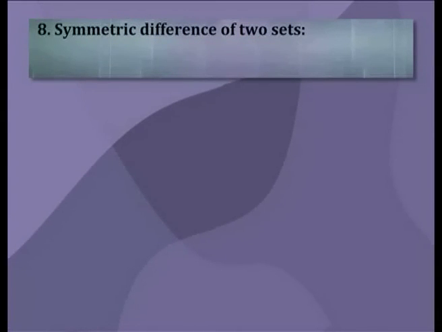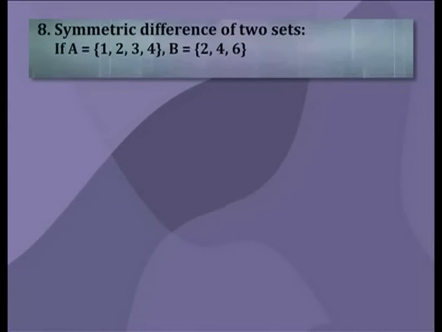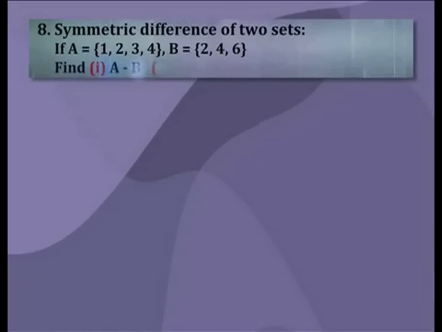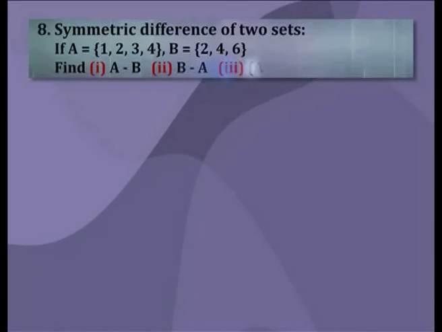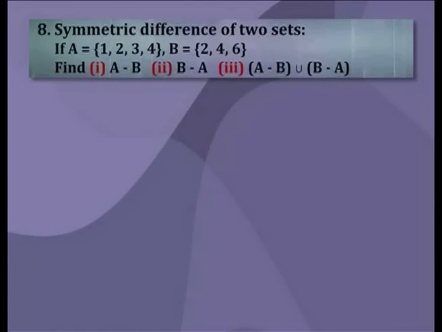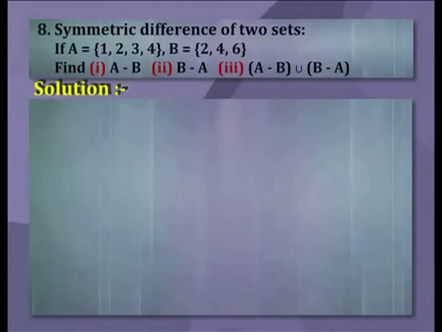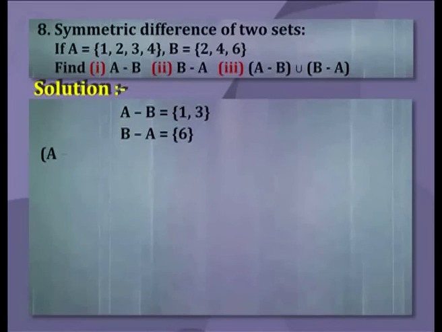Eighth. Symmetric difference of two sets. If A is equal to the set of {1, 2, 3, 4} and B is equal to the set of {2, 4, 6}, find 1. A minus B, 2. B minus A, 3. (A minus B) union (B minus A). Solution: A minus B is the set {1, 3}. B minus A is the set {6}. (A minus B) union (B minus A) is equal to the set {1, 3, 6}.